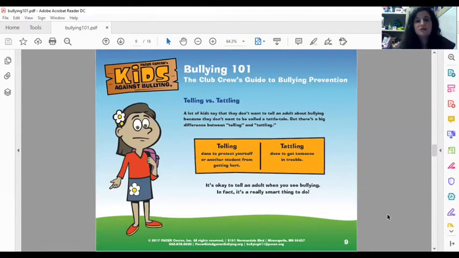Okay, so telling is when you tell someone because you are trying to prevent or you're trying to stop yourself or someone else from being hurt. Okay, tattling is when you do it to get someone in trouble. Okay, so let me give you a couple of examples. If someone is hitting you, is that telling or tattling? Most of the time it's telling.